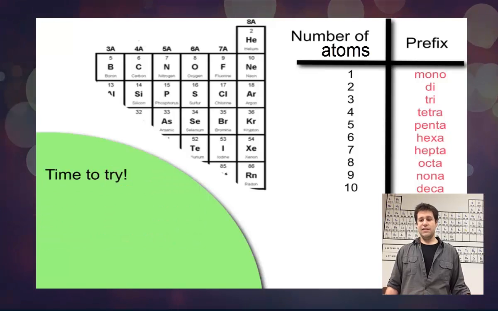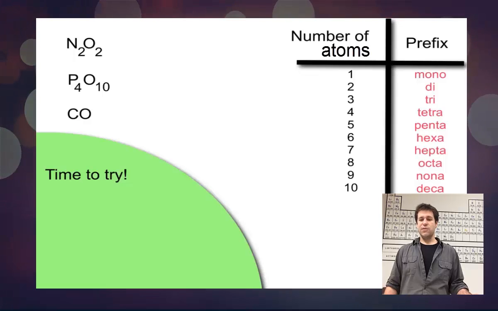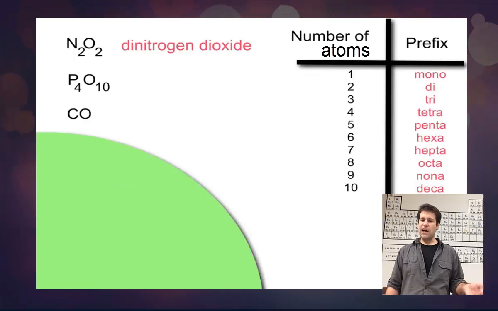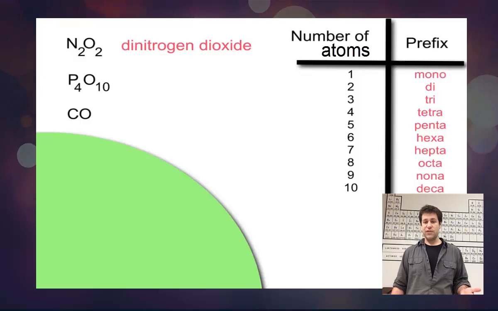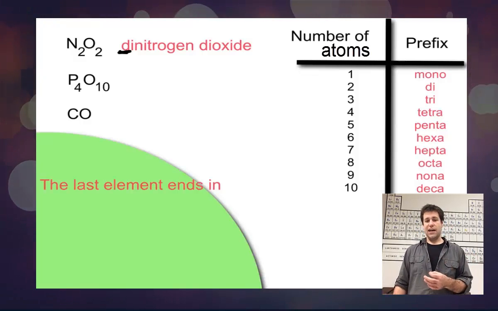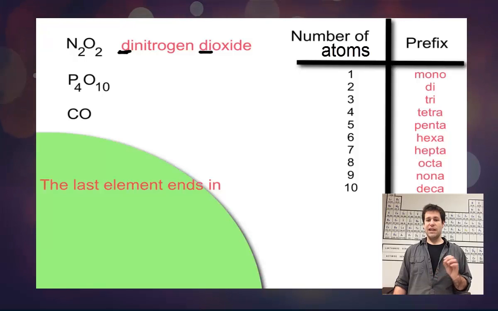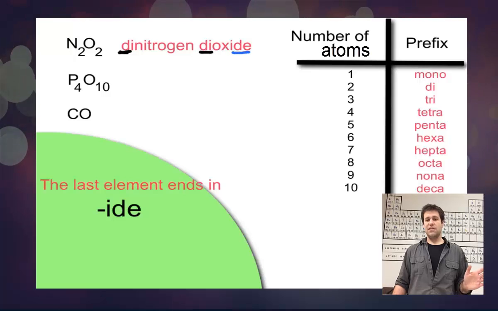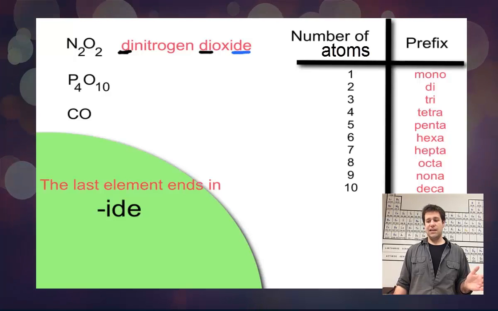So let's do it. So our first one, N2O2. We have 2 nitrogens and 2 oxygens. Well, the prefix for 2 is di. Okay, so dinitrogen dioxide. Not dinitrogen dioxygen, but dinitrogen dioxide. Just like with your simple salts, the second element ends in IDE.